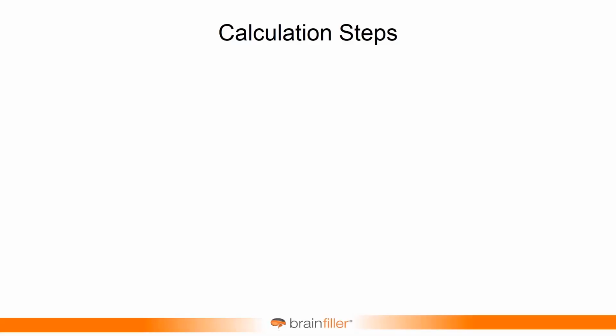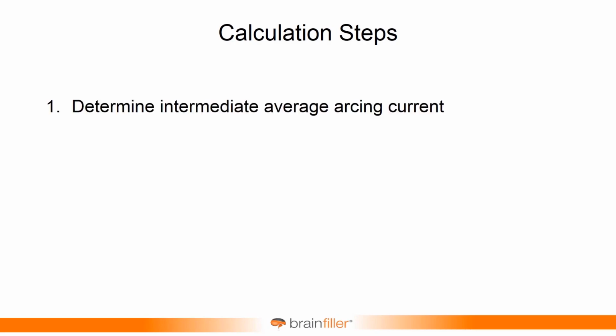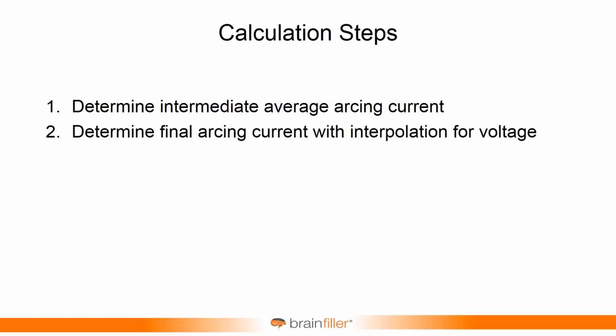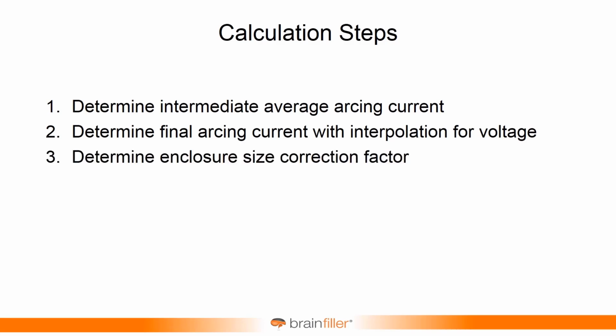The calculation steps. All I can say is strap in and hang on. Here we go. This is the process that we're going to be going through with the next edition of IEEE 1584. The first step is you calculate the intermediate average arcing current, as I mentioned earlier. And then you calculate the final arcing current. That's the interpolation. So you pick either 600 volts or 2700 or 14.3, and then you interpolate for your specific voltage. And then you're going to calculate the incident energy.